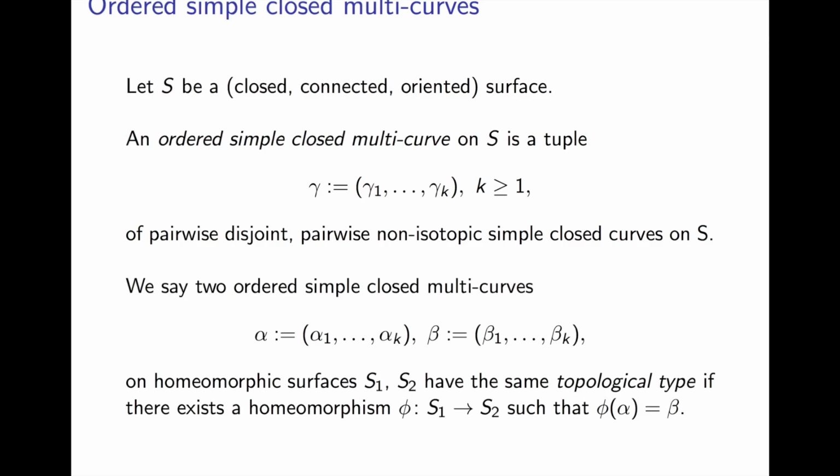And if I have any two such ordered simple closed multicurves on two homeomorphic surfaces, which here we call S1 and S2, then we say that they have the same topological type if one can find a homeomorphism from one surface to the other which takes one of the ordered multicurves to the other, respecting the order that's implicit in the tuple. So that's the formal definition, but at a very broad level, the topological type of a multicurve should capture just how it looks on a surface up to homeomorphism and isotopy.